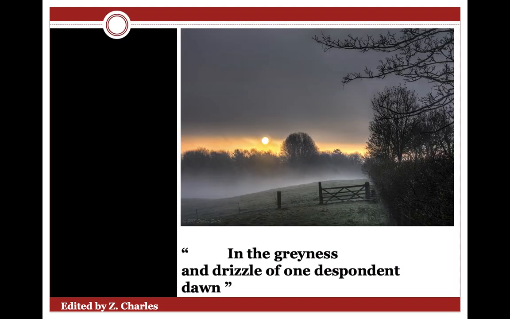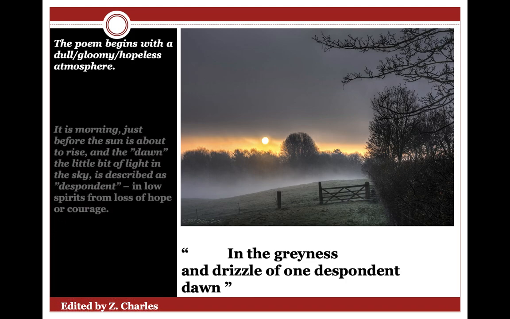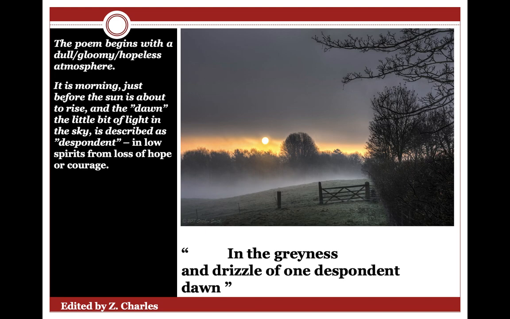Okay, so guys, let's begin our analysis of the poem. In the greyness and drizzle of one despondent dawn. So, the poem begins with a dull, gloomy, hopeless atmosphere. Right? It says greyness and drizzle, and the word despondent. Okay, so at the beginning of this poem, it is morning time, just before the sun is about to rise. How do we know that?